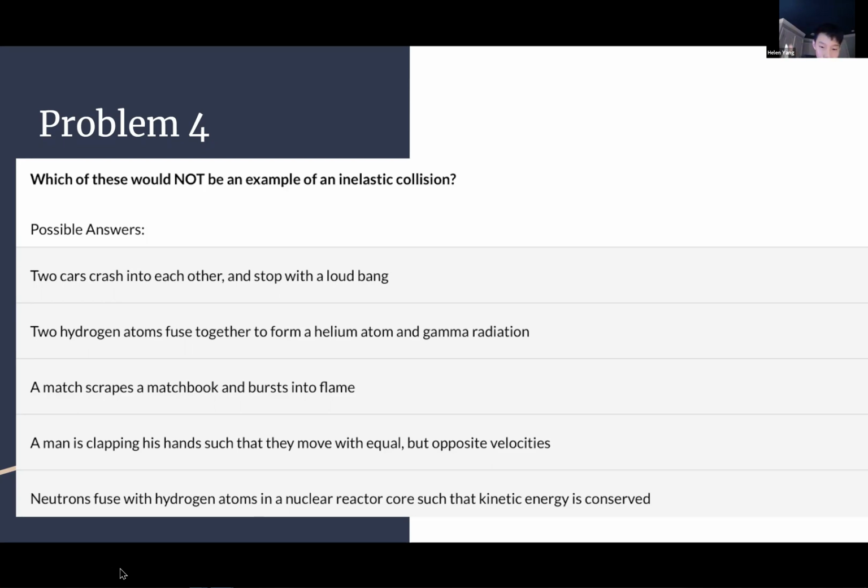Okay, I'll go over the question now. The question asked you which of these would not be an example of an inelastic collision. If you go to options, you can see that the last one says that the kinetic energy is conserved. And we know that an inelastic collision cannot have energy conserved; an elastic collision is the only one that can have kinetic energy conserved. So the answer would be the last one.